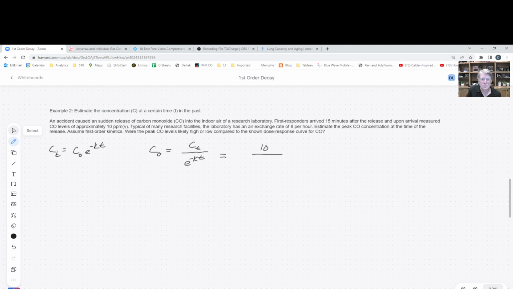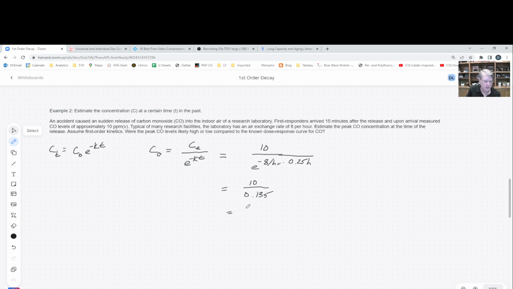10 parts per million over e to the negative kt, that's 8 per hour, multiplied by the elapsed time, which is 0.25 hours. Just going to carry that out. So we end up with 10 over 0.135.